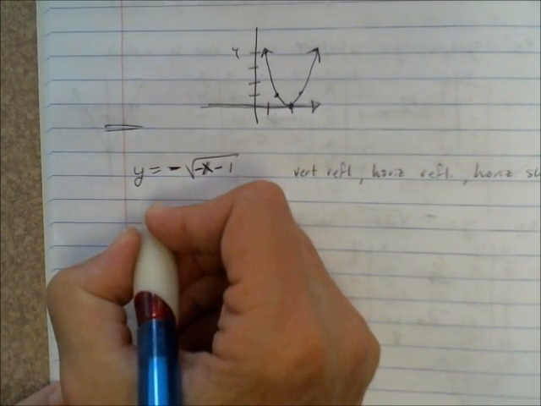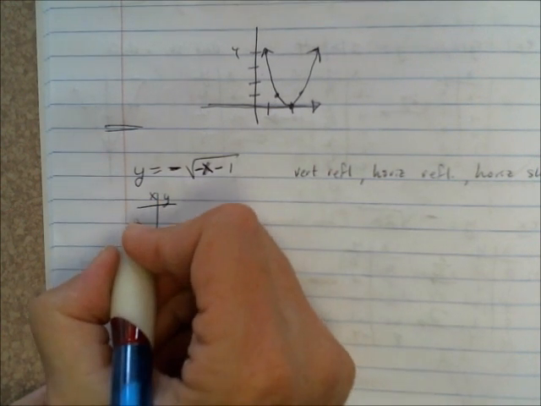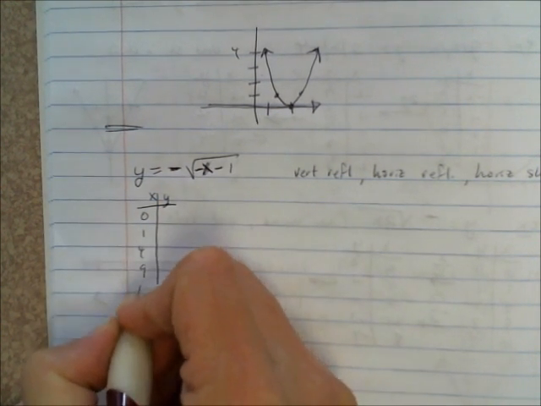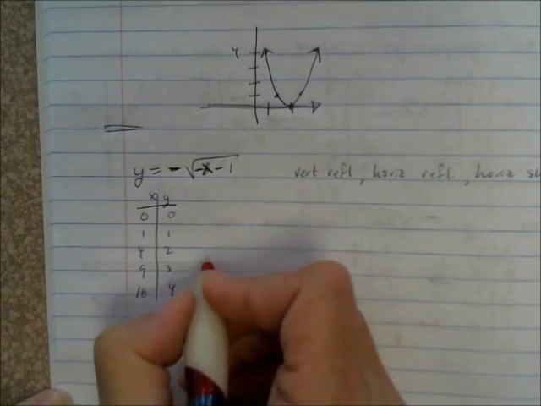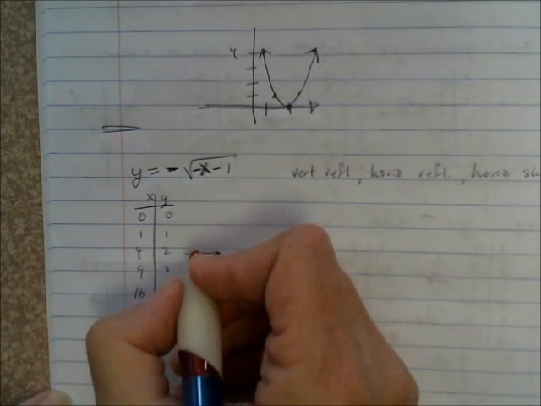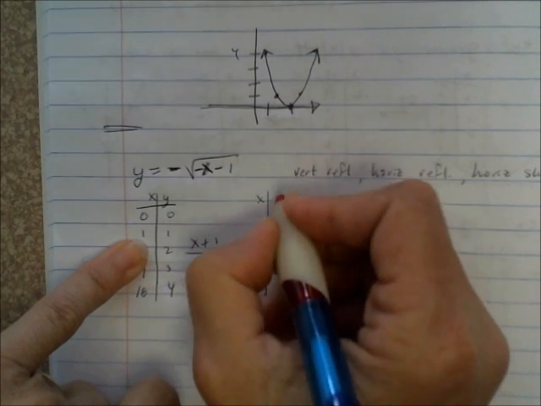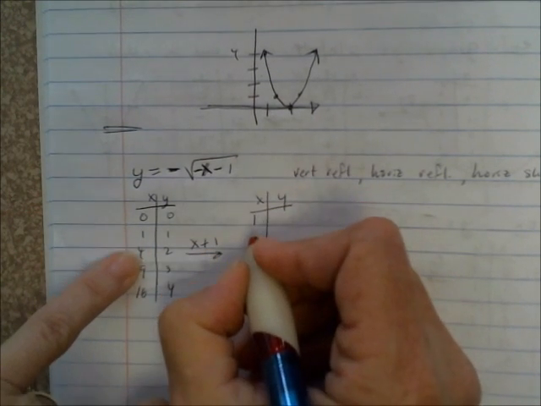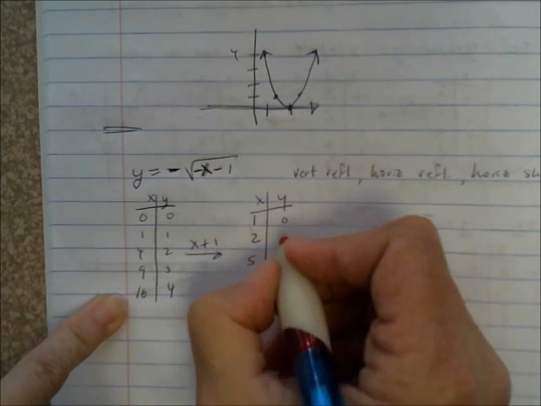So we're going to set up 3 xy tables here. First, starting with the parent function of 0, 1, 4, 9, 16. 0, 1, 2, 3, and 4. There's your parent function. So like we said, the first thing you're going to do is a horizontal shift. So you're going to be adding 1 to all those x values. So it becomes 1, 2, 5, 10, and 17, but the y's stay the same.